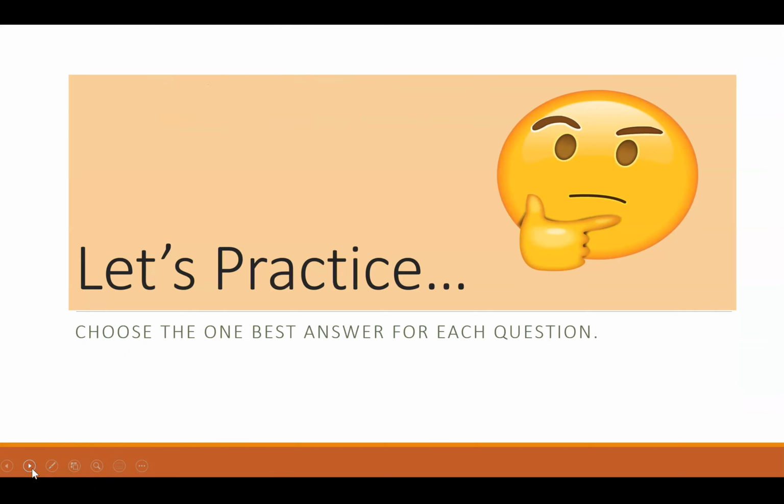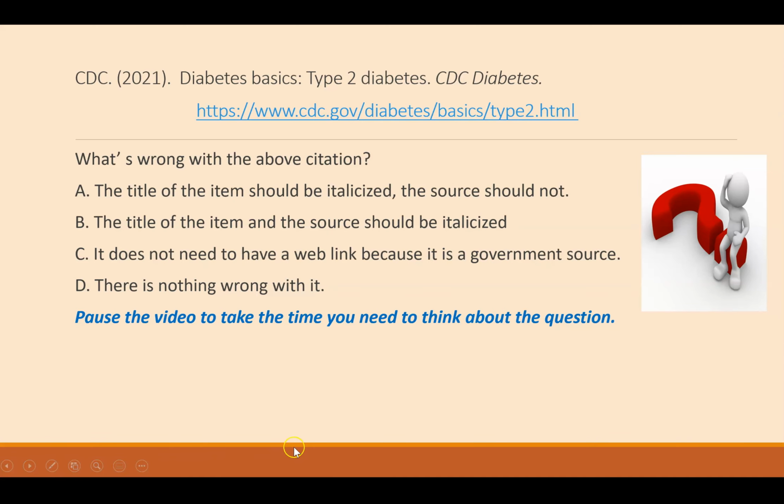So let's practice that. There will be 2 questions and there'll be 1 best answer for each question. Remember, you can pause the video to take the time you need to think about the answer you want to choose. Here's question number 1. The name of the article is Diabetes Basics, Type 2 Diabetes. CDC Diabetes is the name of the webpage. What's wrong with the citation?